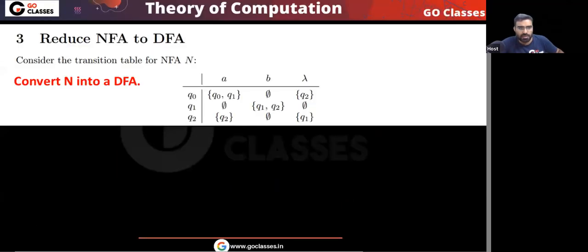Now let's see this one. The question is asking to convert this NFA to DFA. This NFA is given to you. We need to convert this NFA to DFA. So first, what will you do? First you can create the diagram representation for this NFA N, because that is easier.